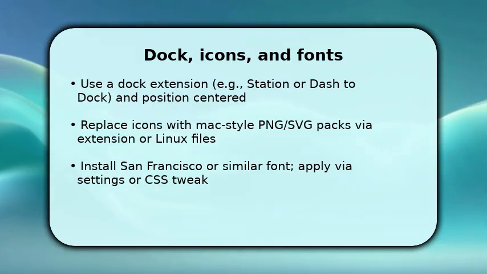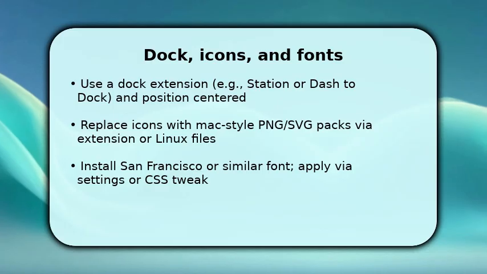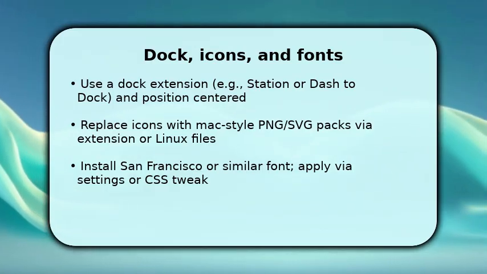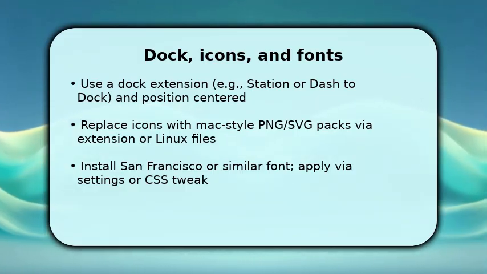the Linux container. Install San Francisco or a close equivalent font and apply it system-wide using Chrome OS Accessibility or a custom CSS file. This makes menus and window titles read like Mac OS. Make sure to reboot after font changes.